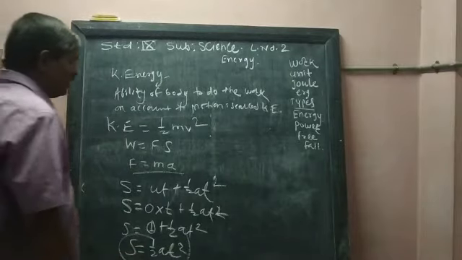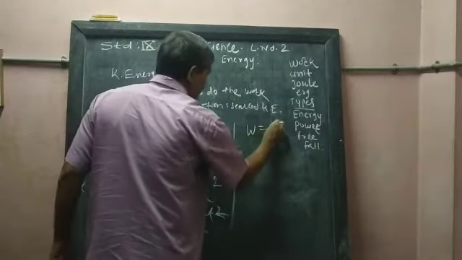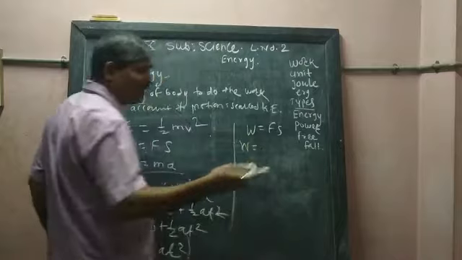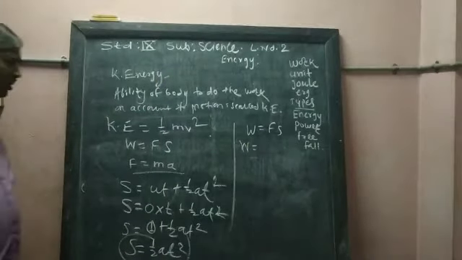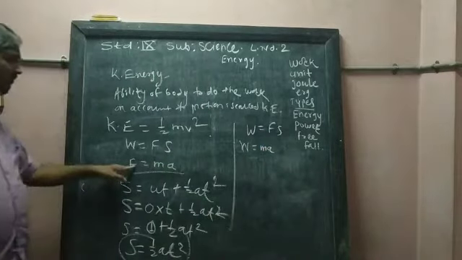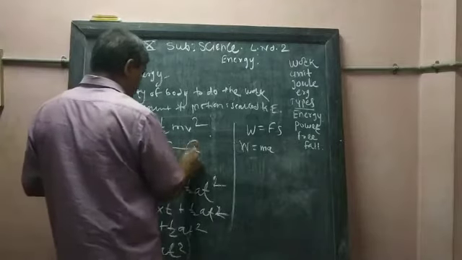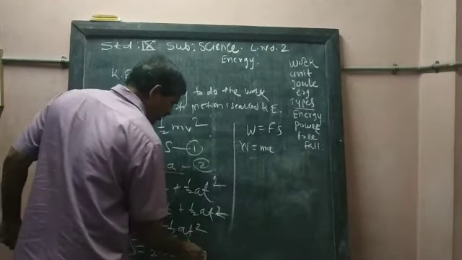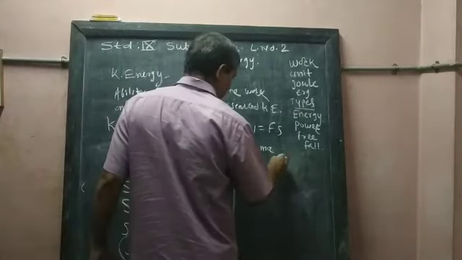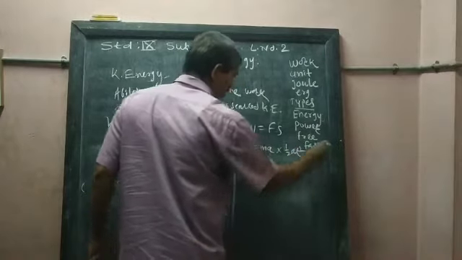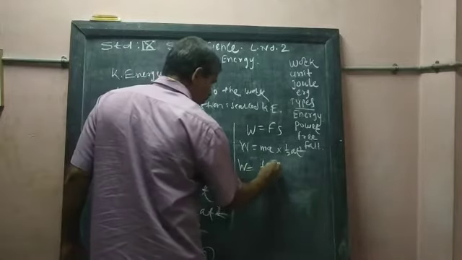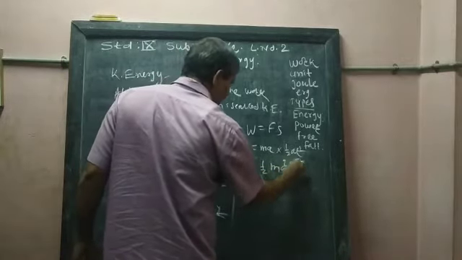Understand? Now come here. Then W is equal to Fs. At last energy means work is done. So W is equal to F into s. F means ma. You can write here this is equation number 1, this is equation number 2 and this is equation number 3. Then F is equal to ma and S is equal to half at square. Then what will happen? W is equal to 1 upon 2 ma into a square t square.